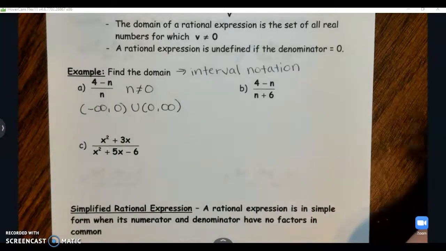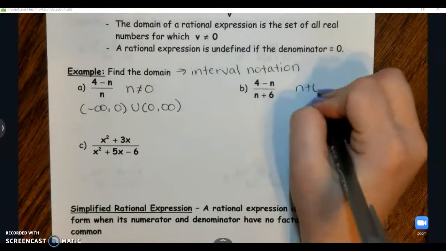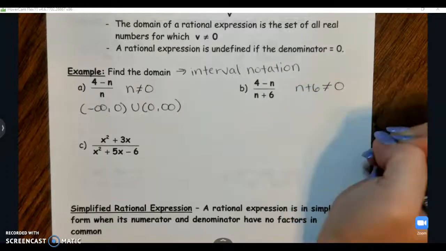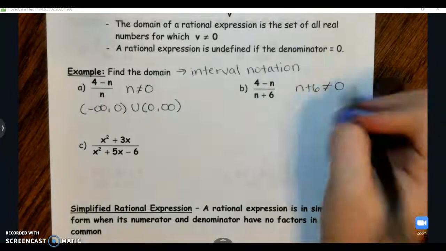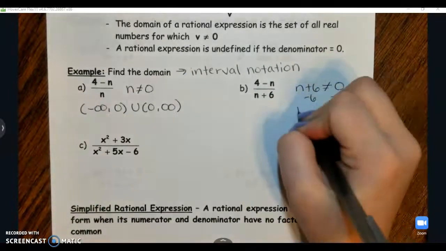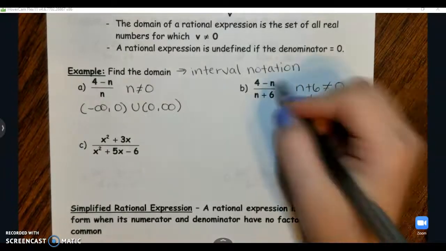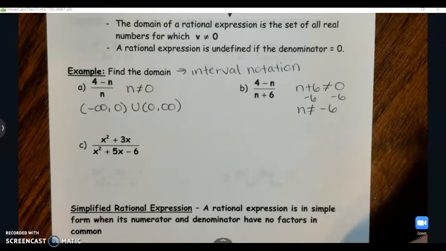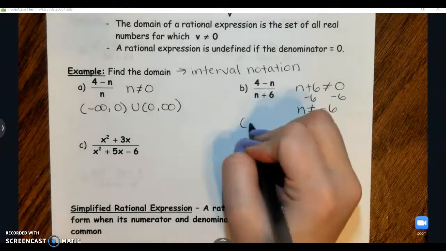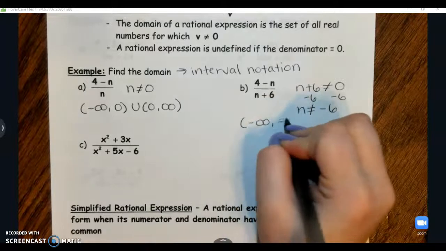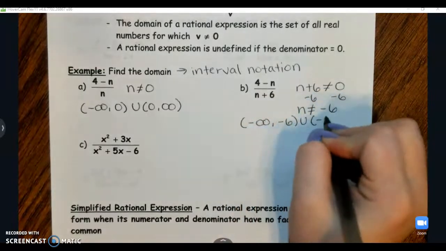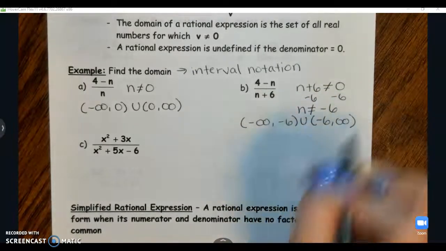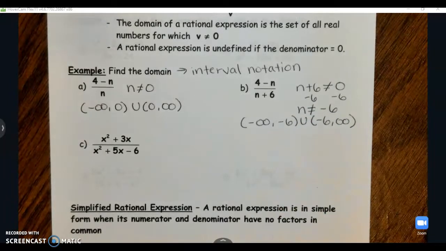Now B, we need to figure out what would make n plus 6 equal to 0. Well, if I subtract 6, that means n cannot be negative 6 because that will give me an undefined in my denominator. So again, interval notation here is going to be negative infinity to negative 6, union negative 6 to positive infinity, again, parentheses on everything.